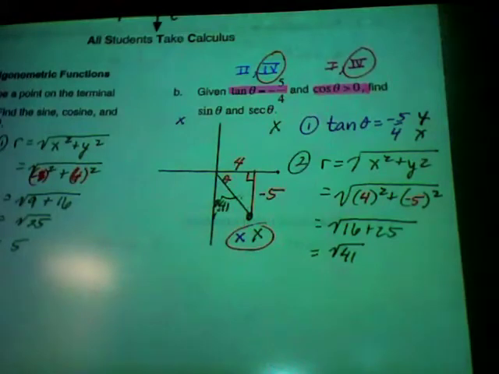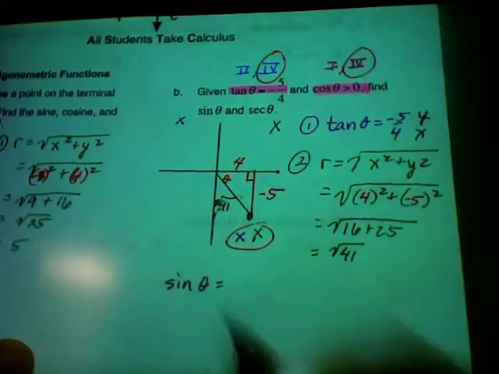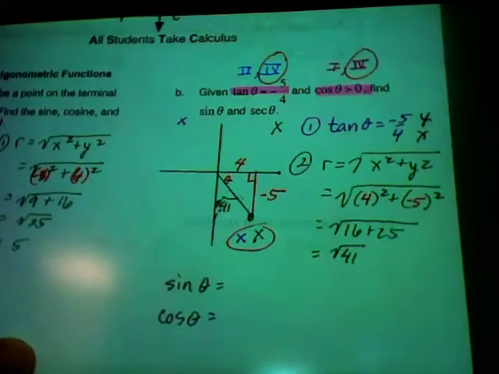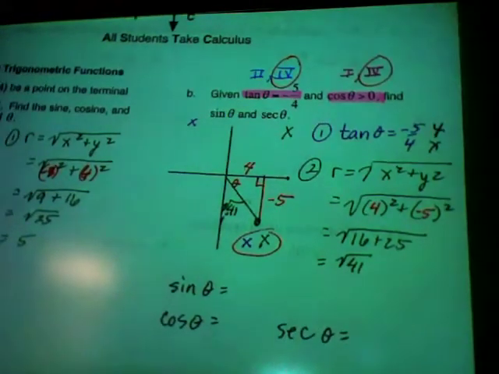Then you need to find sine and secant. Is secant the inverse of sine? No. So I'm going to find sine of theta. I'm going to find cosine of theta. Why? They didn't ask for it. I needed to find secant. It's easier to find secant that way. And so then I can find secant of theta. So sine is what?